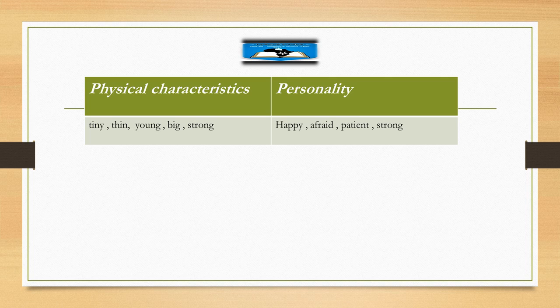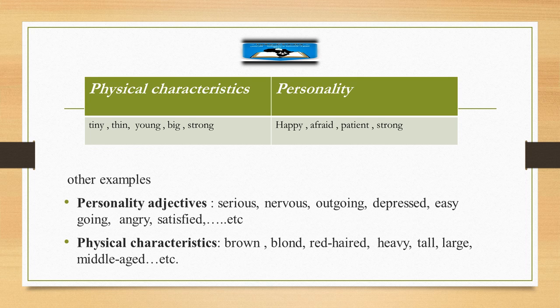And there are so many different adjectives for both physical characteristics and personality. Here are more examples for you. Personality adjectives: serious, nervous, outgoing, depressed, easygoing, angry, satisfied, etc. Physical characteristics, of course: brown hair, brown eyes, blonde hair, red-haired, heavy, meaning overweight, tall, large, middle-aged, etc. So all these adjectives can be used to describe a person. Always when you describe a person, you have to use those two types of adjectives to make your paragraph interesting.